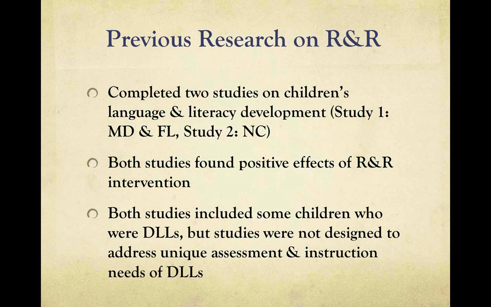There have been a couple of studies done on the R&R model, really focused on language and literacy development. The first study was conducted in Maryland and Florida, and the second one in North Carolina. Both studies found positive effects of the R&R intervention. One thing that we'd like to point out is that both of these studies included some children who were dual language learners. But these two initial studies of R&R really were not designed to address the unique assessment and instructional needs of dual language learners. So we ask ourselves then, how do we take the R&R model to the next step in order to support this group of children?